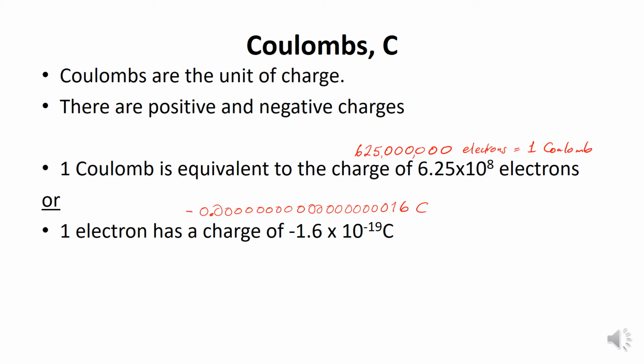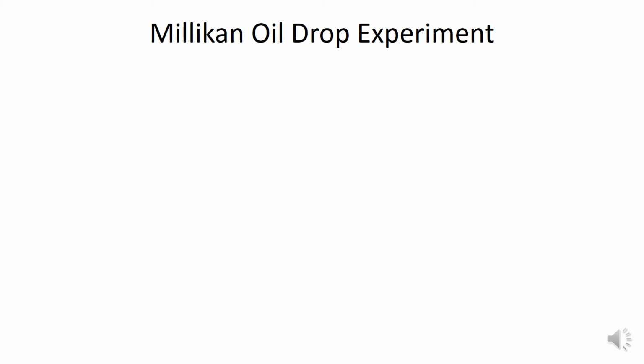1 little electron. Okay, so you may ask the question, and I certainly did, how on earth was that measured? How do we know 1 coulomb is that many electrons, or that the charge on 1 teeny tiny electron is that very, very, very small number? Okay, and it was an experiment called the Millikan oil drop experiment.